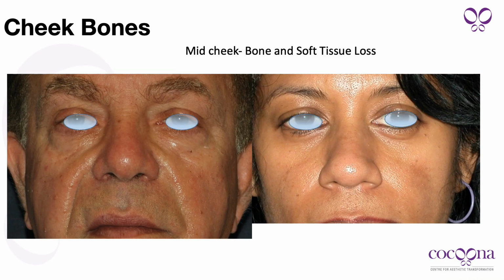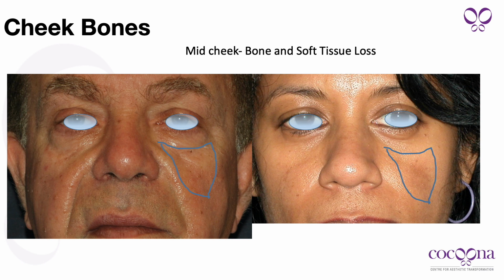Now these are typical examples of mid-cheek deficiency of both bone and soft tissue. In this particular patient, there is deficiency of soft tissue and the bone, causing bulging and folding of the skin in the nasolabial region. And in this patient, there is just deficiency of the soft tissue, maybe with mild deficiency of the bone, causing tear trough extending into the submalar region.